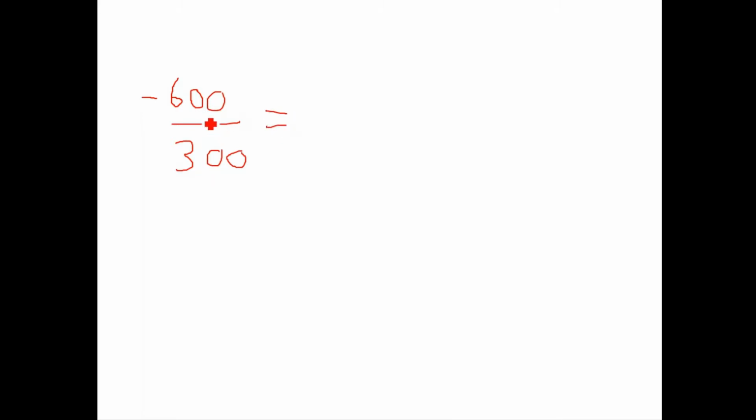So 600 over 300, how much? Remove 2 zeros with 2 zeros. 6 divided by 3, how much? Minus 2, right? Yes. So what does this mean? Remember, this is clothes, okay? And this is juice. So whenever we want to produce 1 unit of clothes, we need to give up 2 units of juice, okay?